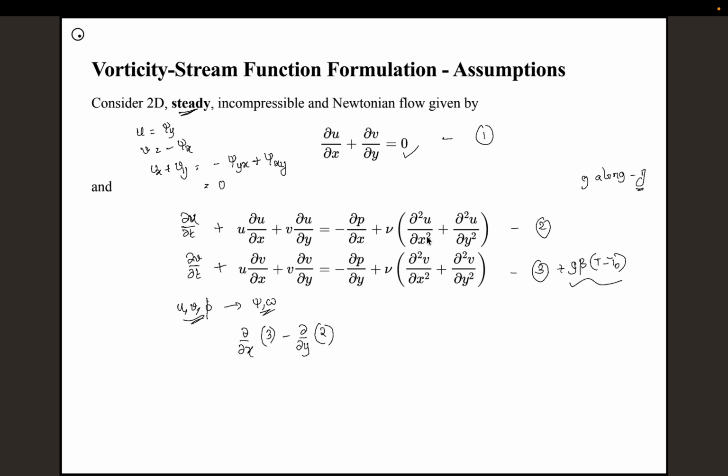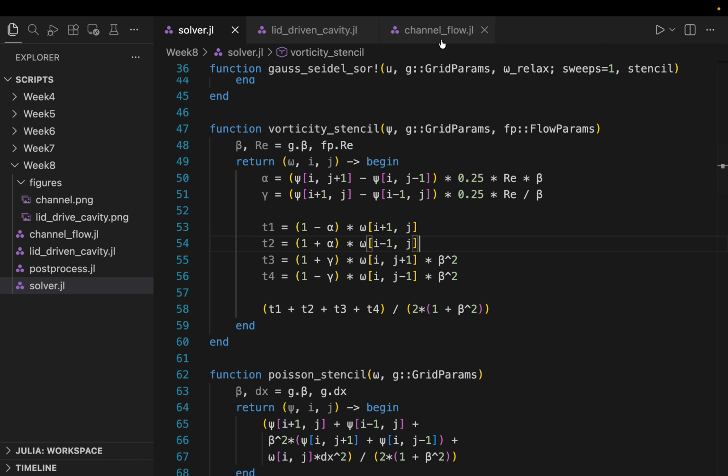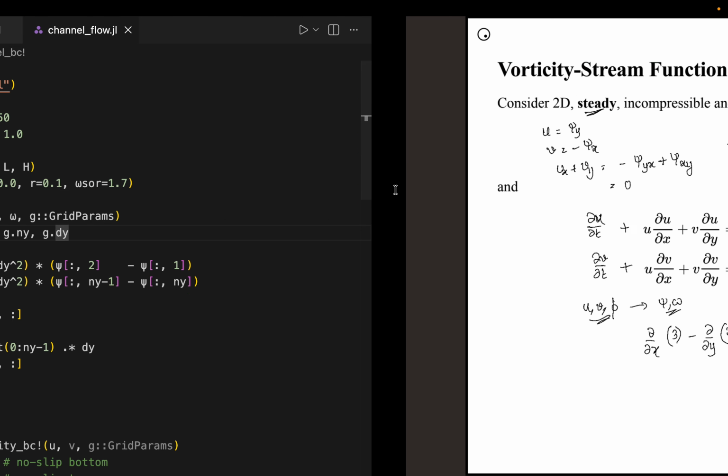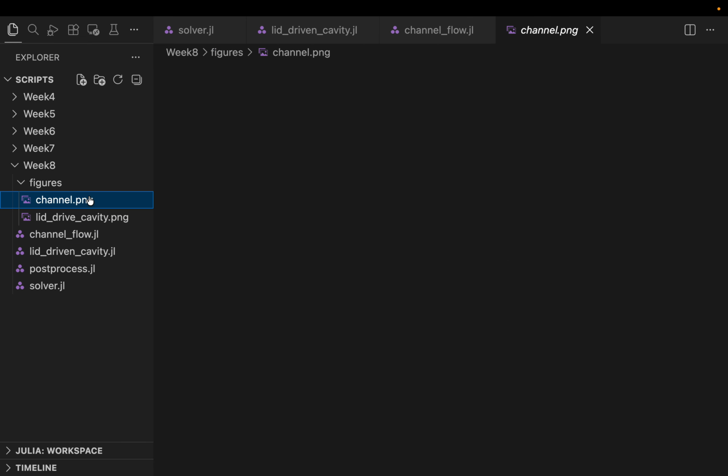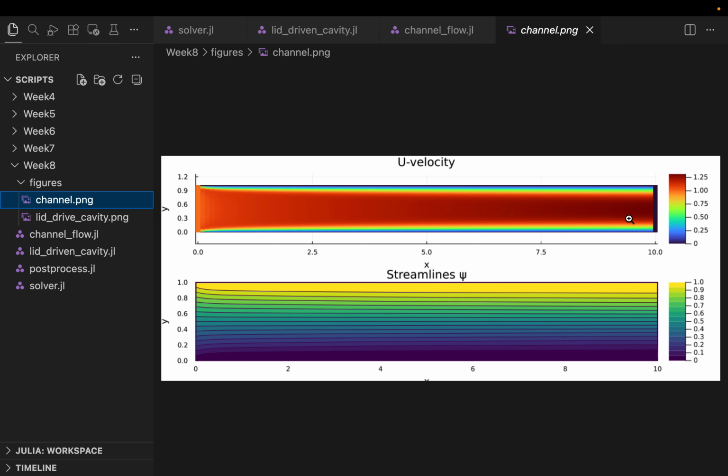Now there might be some problems where you might be solving a problem where you need to find the value of p. Suppose, let's say we solve the channel flow problem. After solving the channel flow problem here, we got some solution, some velocity profile. Let's say I want to find the pressure inside this channel. So how do we do that?